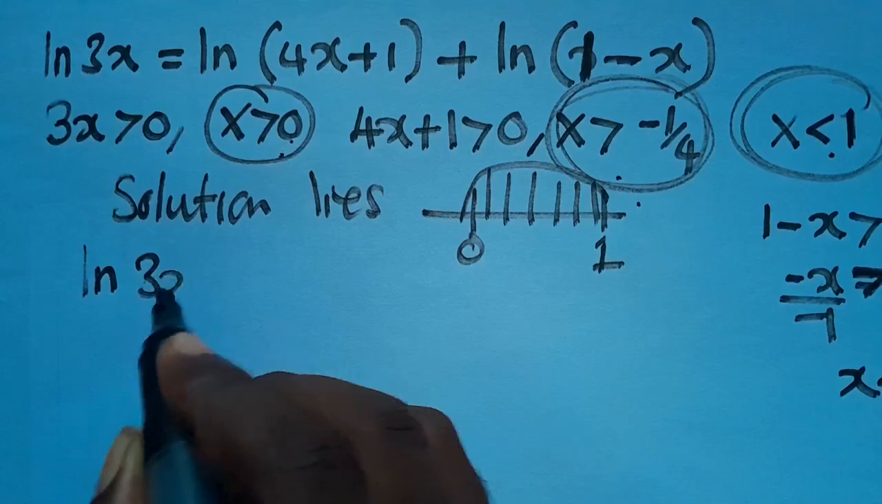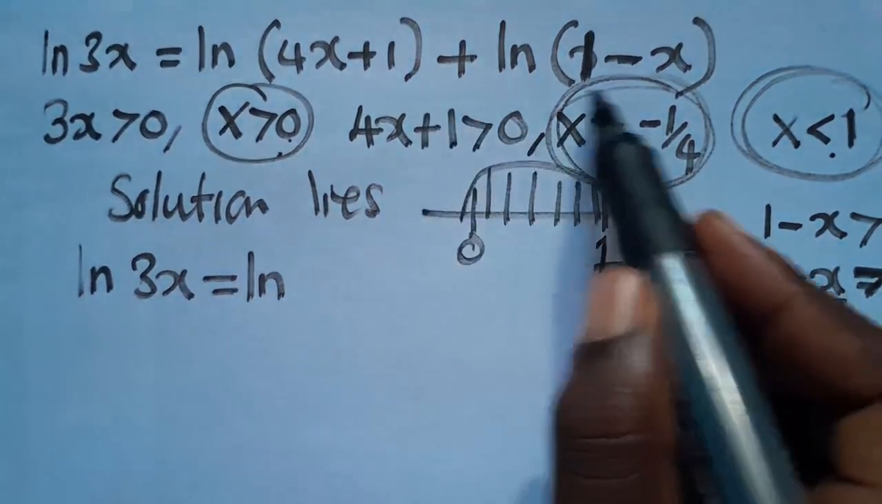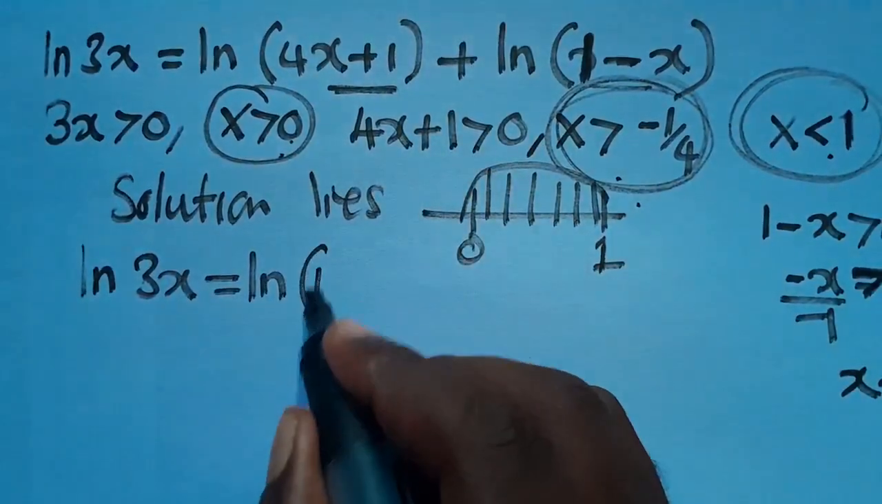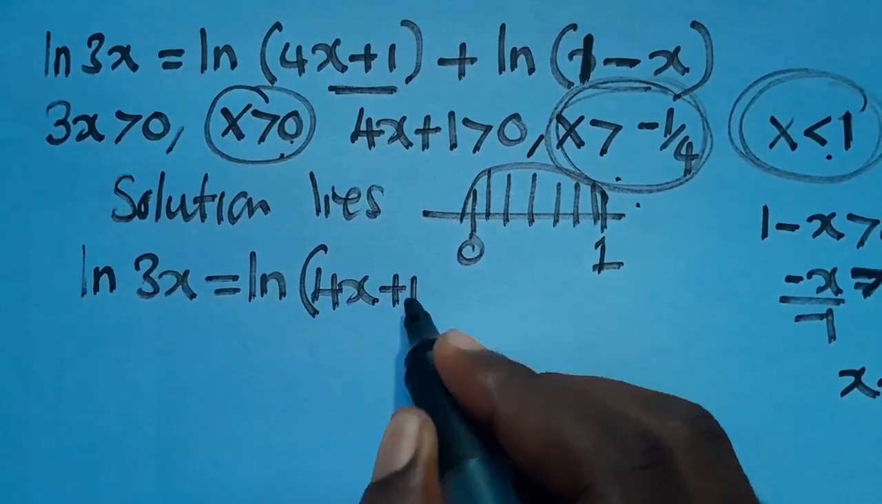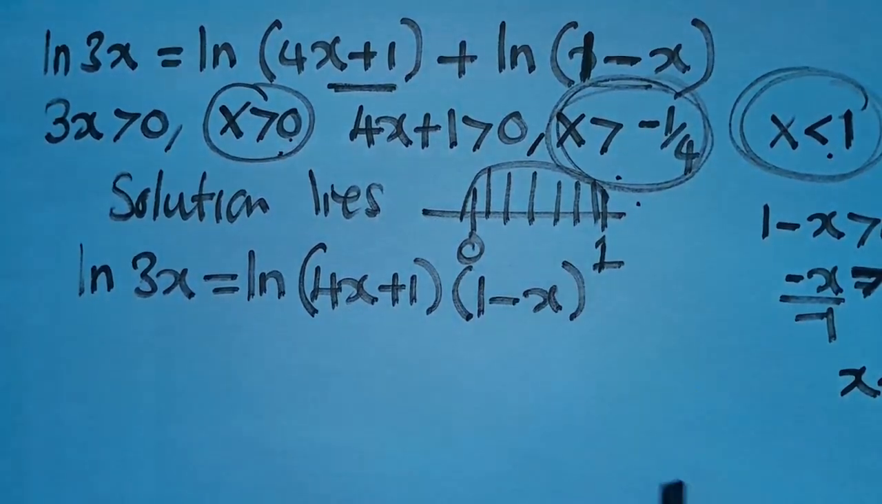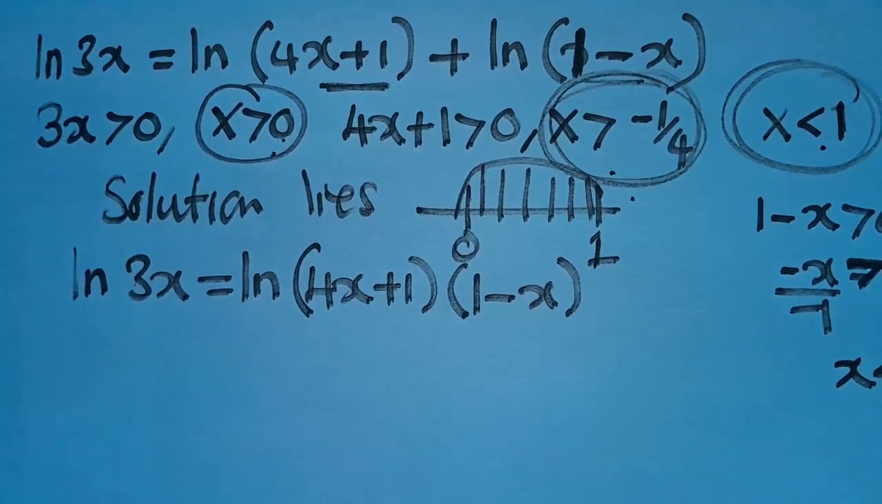ln 3x is equal to ln. So when you are adding, it means that you are multiplying these. So it's just the same as 4x plus 1, you are multiplying 1 minus x. You do that. Have you seen? So I want you to get this.